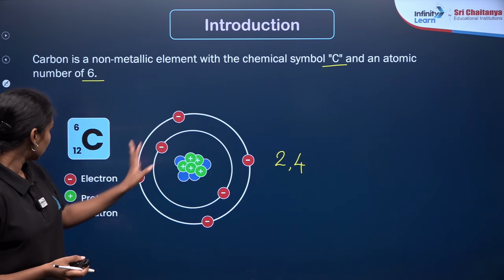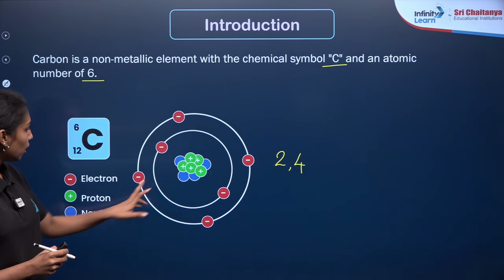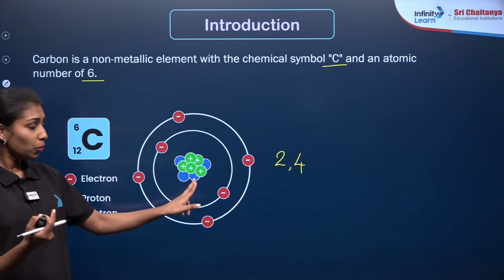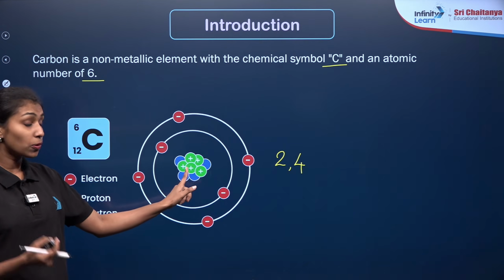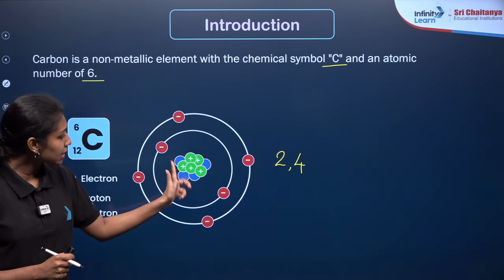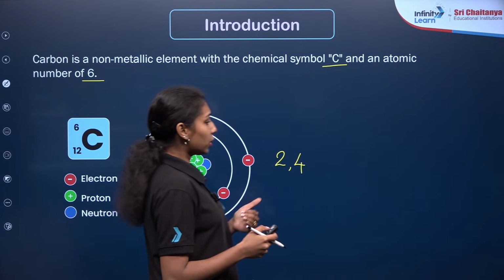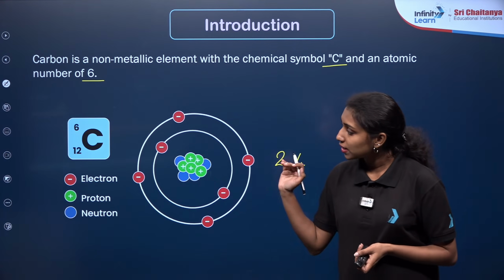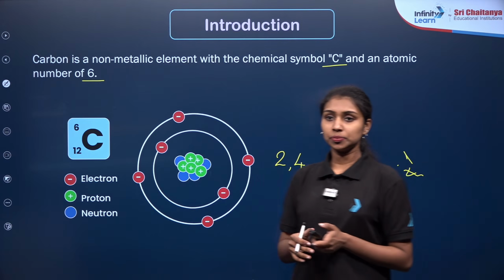So here the red part will be responsible for the electrons, the negative part, right? As we already know, protons are present inside the nucleus. Protons and neutrons are present inside the nucleus, and it will again have 6 neutrons inside the nucleus. I hope you understand the image or the diagram for carbon here, right?